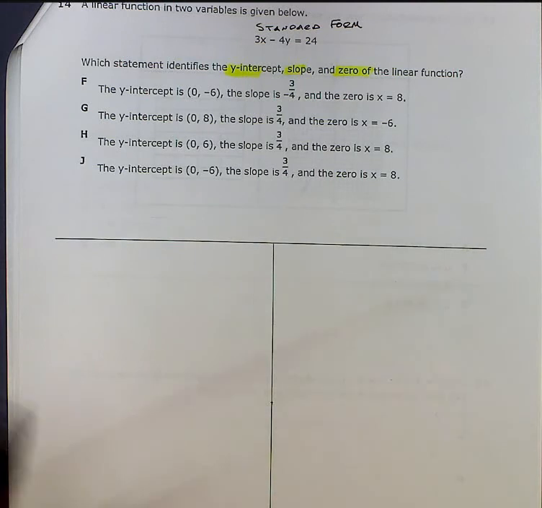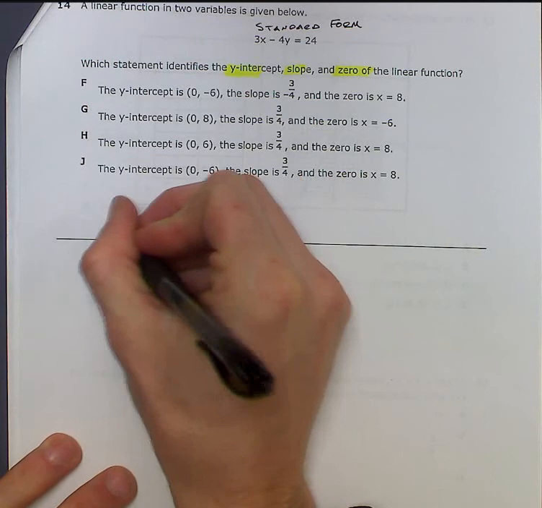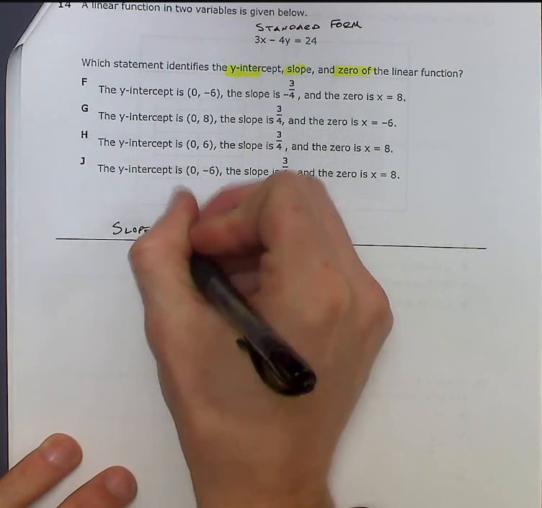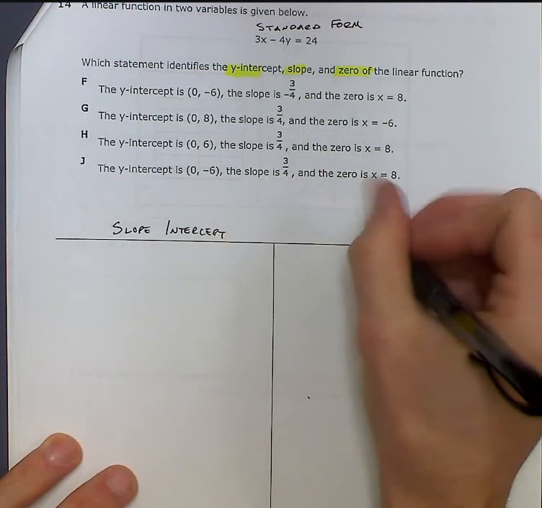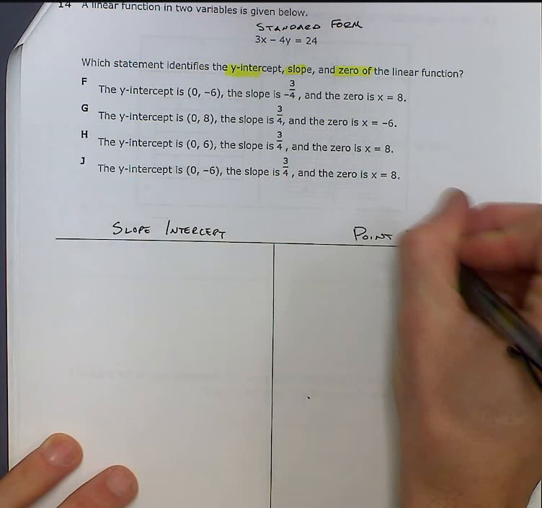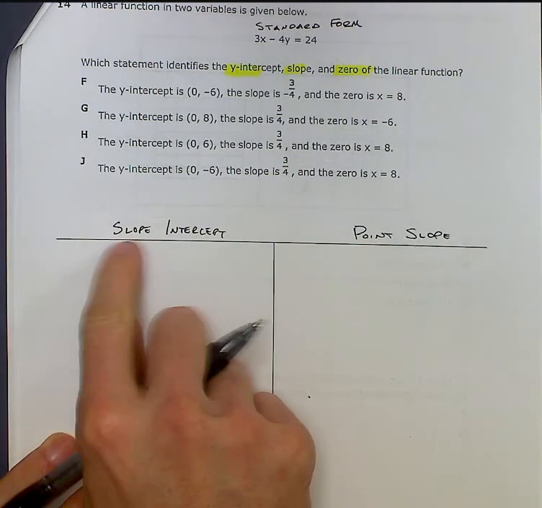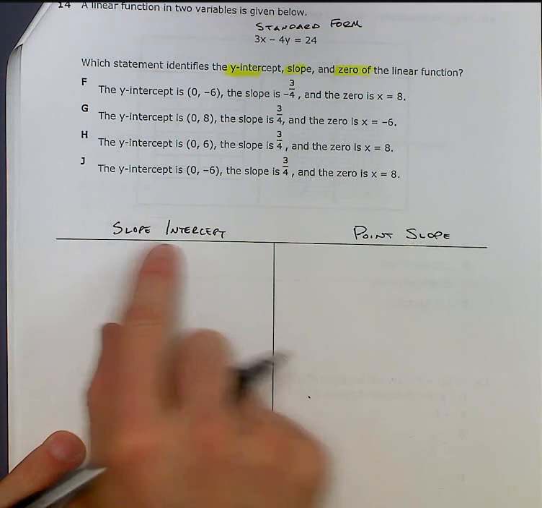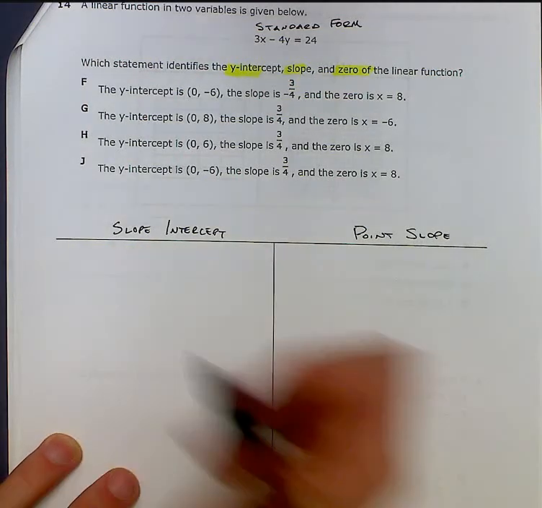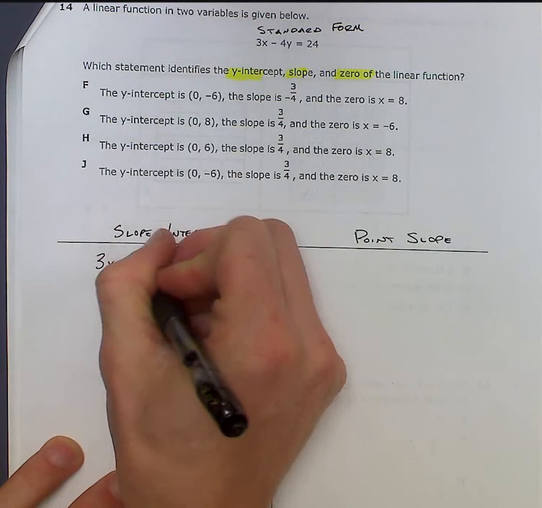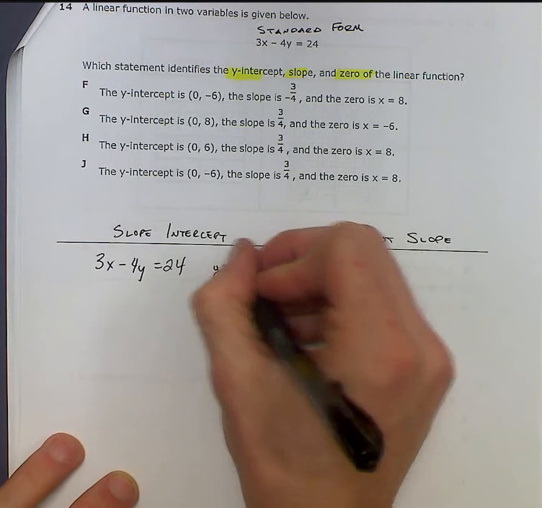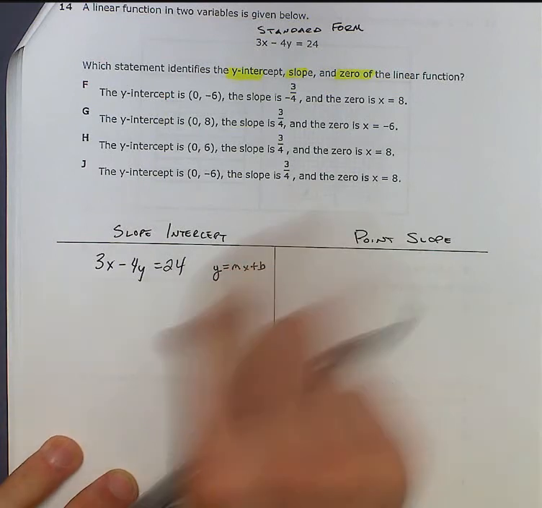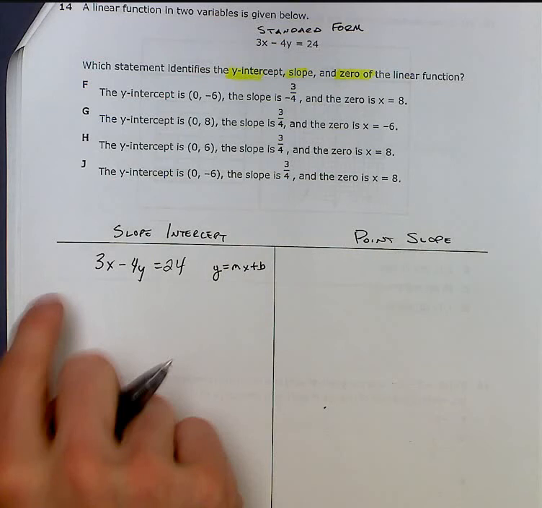Well, the other way that I can write a linear function is slope-intercept form, or point-slope form. Both of them will tell me the slope, but only one will tell me the y-intercept. So I'm going to work into slope-intercept form. Let's go 3x minus 4y equals 24. In slope-intercept form, it has to look like y equals mx plus b, which means my y needs to be by itself. So I need to get rid of the x's here.